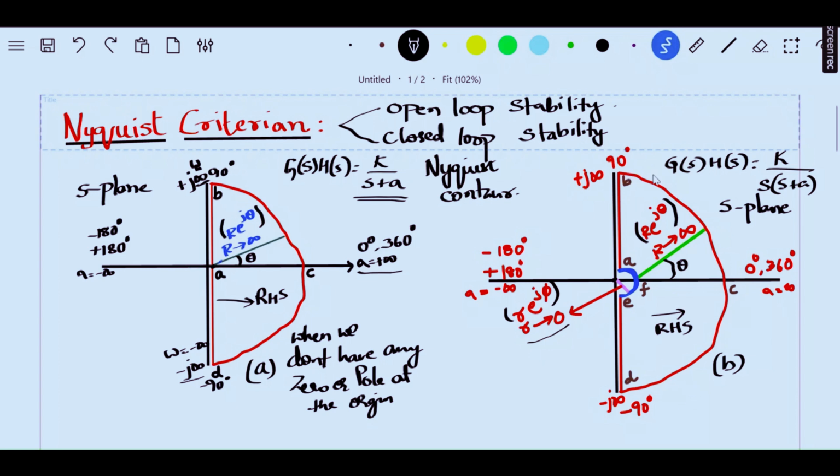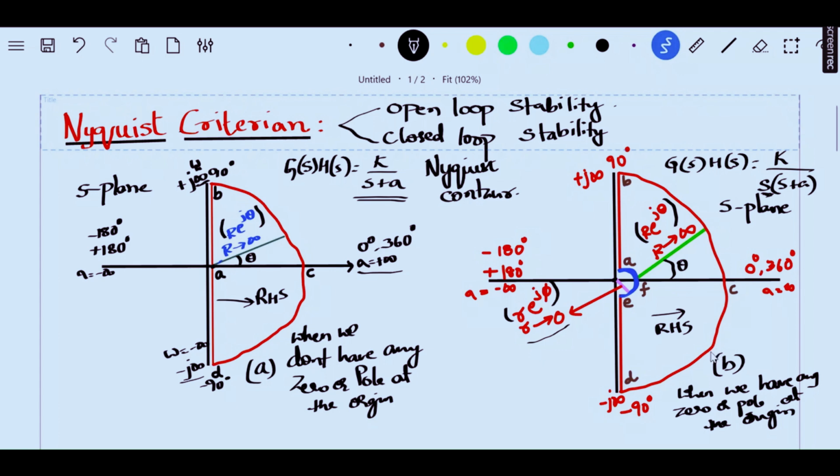Now, this other contour, what you see, is considered as a foundation contour in any problem when we have any poles or zeros at the origin. Keep that in mind. This contour will be considered as a foundation contour when we have any zero or pole at the origin. So we will consider this contour when we have any zero or pole at the origin.